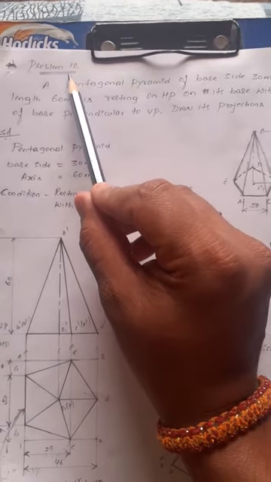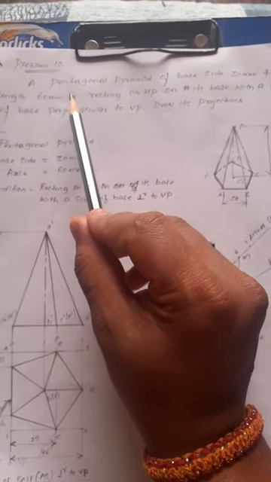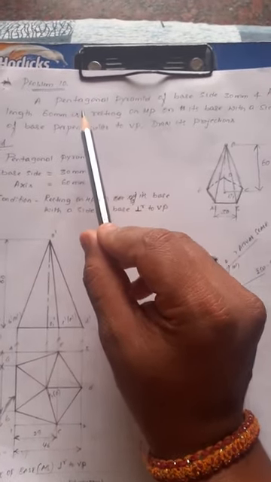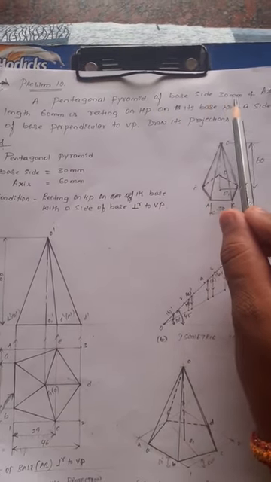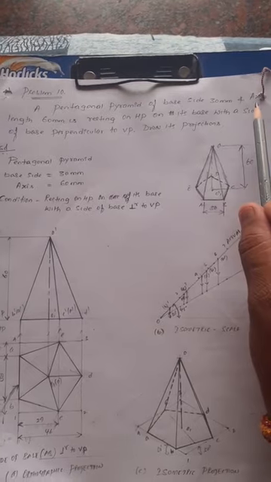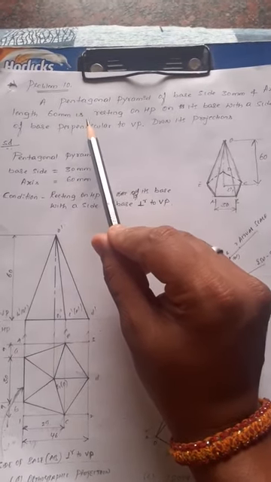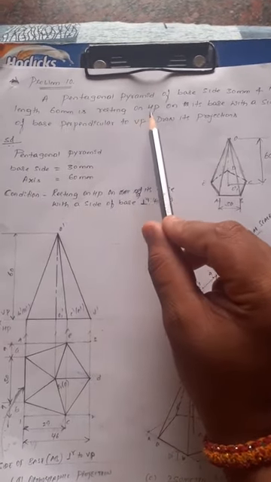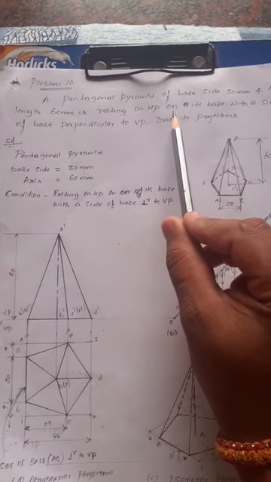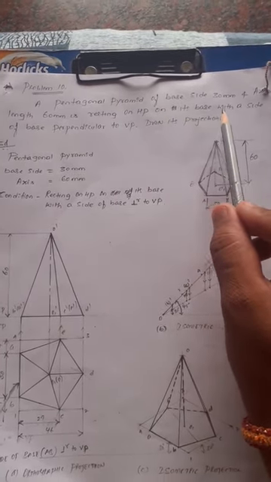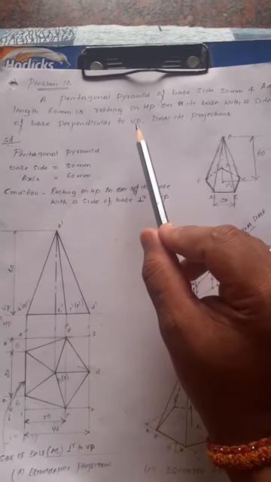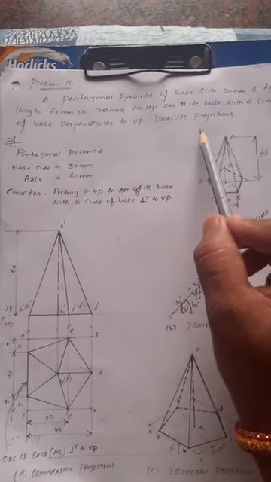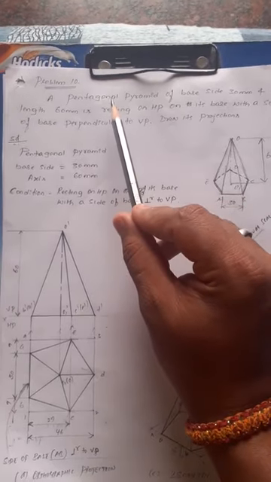Our next lecture video is to solve problem number 10 that you can see in the primer. Problem number 10: a pentagonal pyramid of base side 30 mm and axis length 60 mm is resting on HP on its base with a side of base perpendicular to VP. Draw its projections. Now what type of solid is given here?